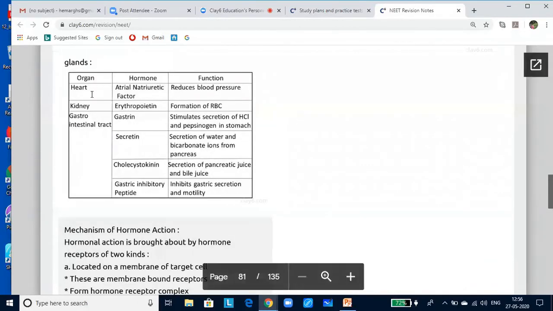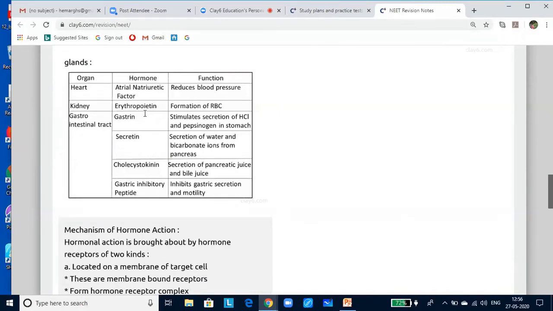So, the heart as an organ also secretes atrial natriuretic factor or ANF. It reduces the blood pressure. The kidney secretes erythropoietin, which is essential for the formation of RBC. That is why in patients who are under dialysis, erythropoietin secretion will be impaired. So they have to be given erythropoietin injections once a fortnight so that their RBC count is maintained in the blood.